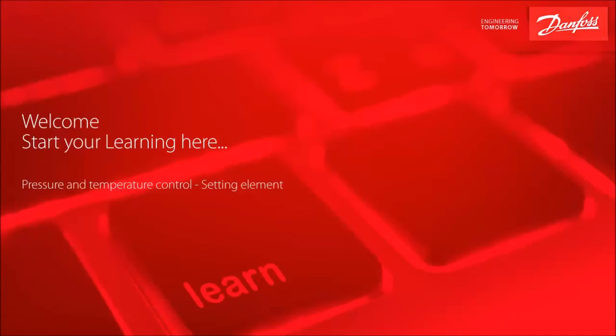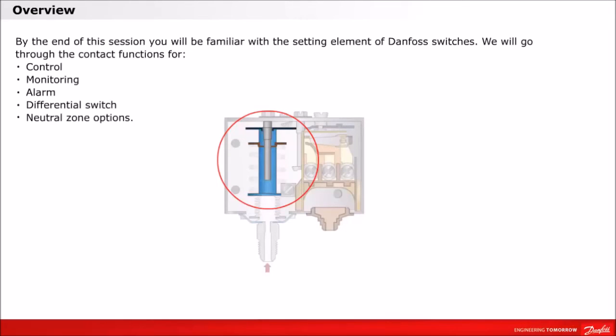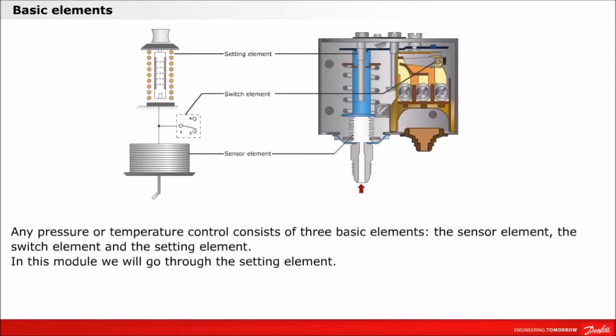Welcome to our learning module covering the setting element of our Danfoss pressure and temperature controls. By the end of this session, you will be familiar with the contact functions for control, monitoring, and alarm, as well as the differential switch and neutral zone options. Any pressure or temperature control consists of three basic elements: the sensor element, the switch element, and the setting element. In this module, we will go through the setting element.